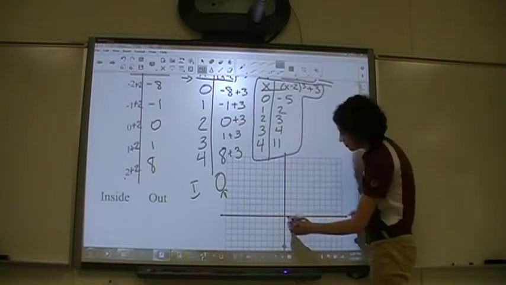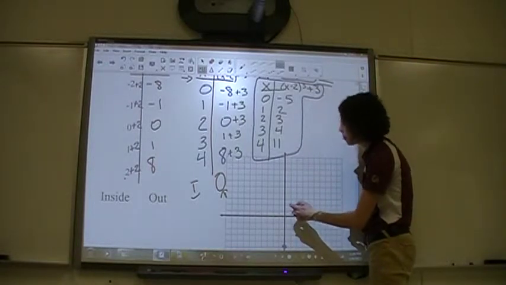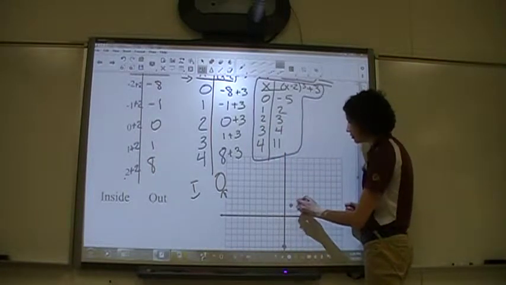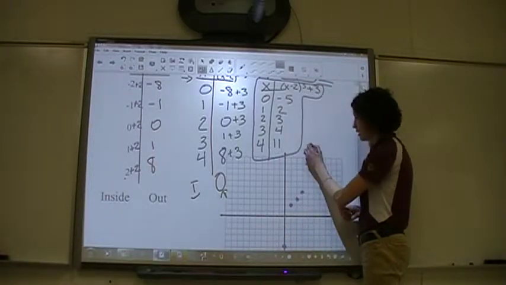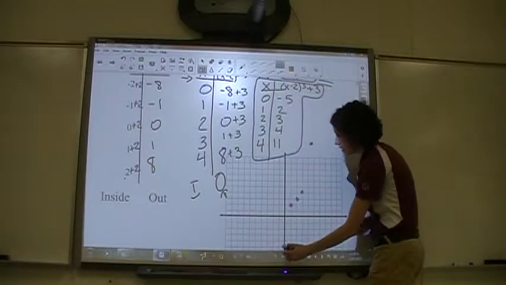Then I have 1, 2. Then I have 2, 3. Then I have 3, 4. And then 4, 11, which would be somewhere up here. So here is my graph.